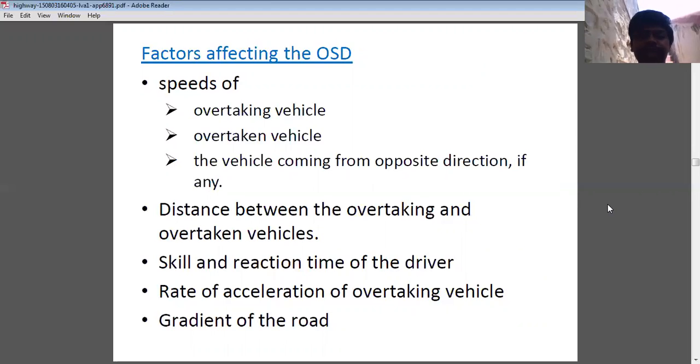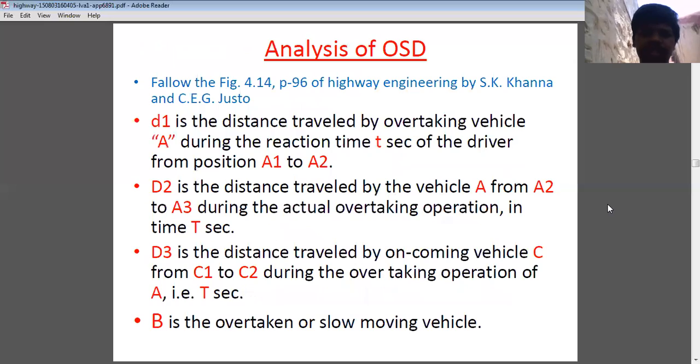Next is the gradient of the road. The gradient of the road is also important. It may be a higher gradient or a rolling gradient. We'll discuss in an upcoming class what the gradients of the road are. These are some factors affecting OSD.